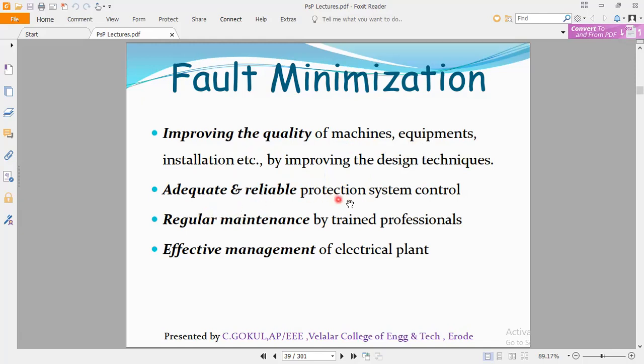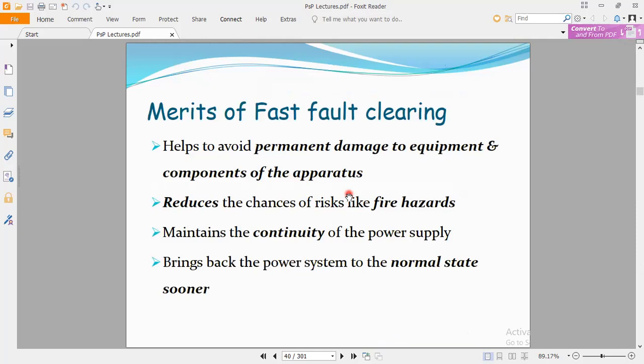Adequate and reliable protection, system control, and regular maintenance by trained professionals. So this is one way. Effective management of electrical plant. By this way, you can also prevent faults in your system, and your fault level would be minimized by these steps. After that, the merit of fast fault clearing helps to avoid permanent damage to equipment and components of apparatus.